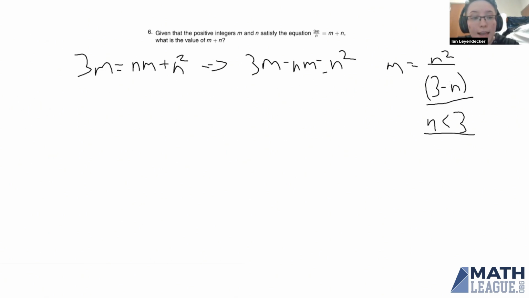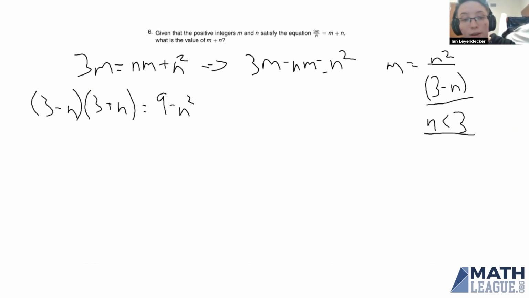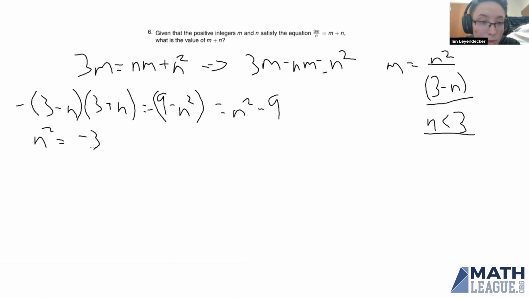Now, if we take 3 minus n times 3 plus n, that's a difference of squares. That gives us 9 minus n squared. If we multiply both sides of this equation by -1, we get -(3 minus n)(3 plus n) equals n squared minus 9. So moving things around, we get that n squared equals -(3 minus n)(3 plus n) plus 9.